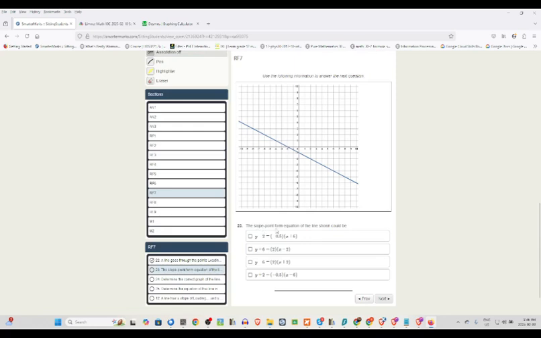All right. The slope point form of the equation in the line shown could be... All right, so we know it's coming down, so we have to have a negative slope. That gives us A or D. It cannot be B or C, because those slopes are positive. Now, A goes to the point negative 6, positive 2. When x is negative 6, y is positive 2. Could be that one. B gives us the point positive 6, negative 2. Can't be that one. It's a miss.